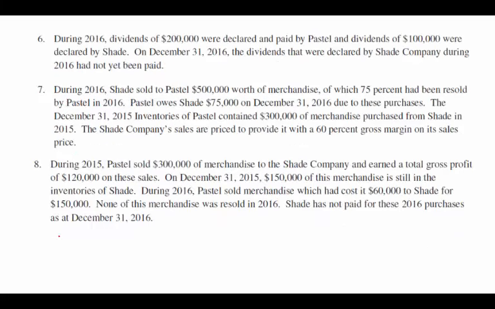Number 6, here are our dividends. During 2016, dividends of $200,000 were declared and paid by Pastel, and dividends of $100,000 were declared by Shade. On December 31st, 2016, the dividends that were declared by Shade Company during 2016 had not yet been paid. So this provides a bit of clarity from that dividend payable we saw on the balance sheet. So here are our intercompany dividends for 4A, interco dividends, as well as confirmation that they are current year dividends that have been declared by sub and they have not been paid out, which is why we have a dividend payable.